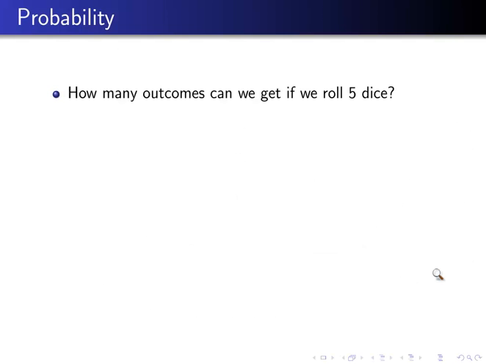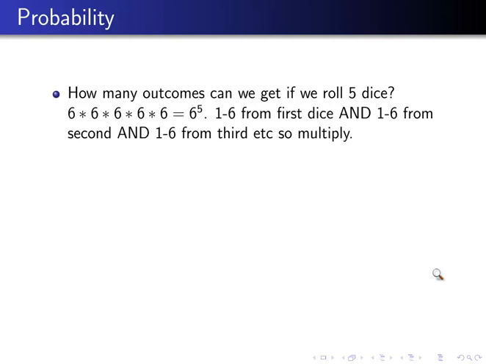How many outcomes can we get if we roll 5 dice? So we can get 1 to 6 from the first dice, and we can get 1 to 6 from the second, and we get a 1 to 6 from the third, and so on. So we just multiply them. It's just an application of the fundamental theorem of counting.